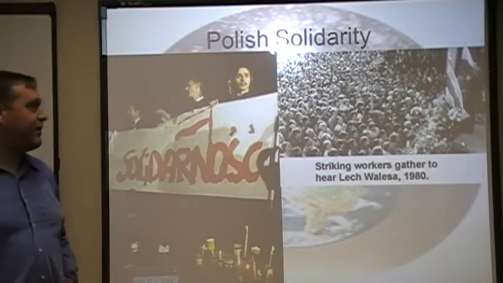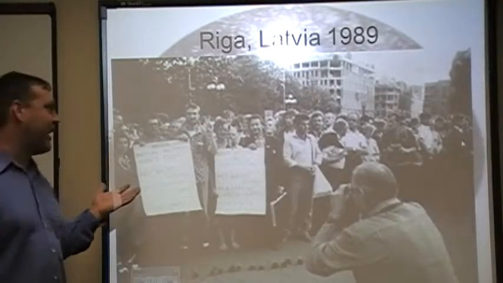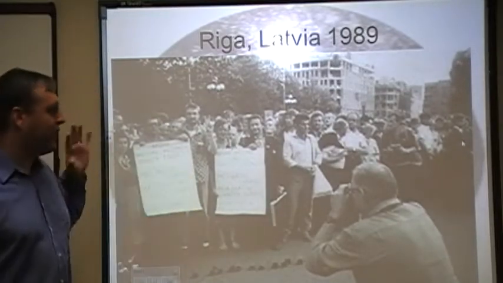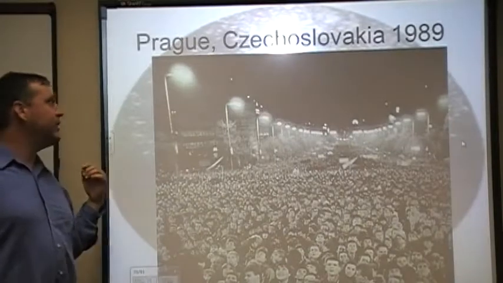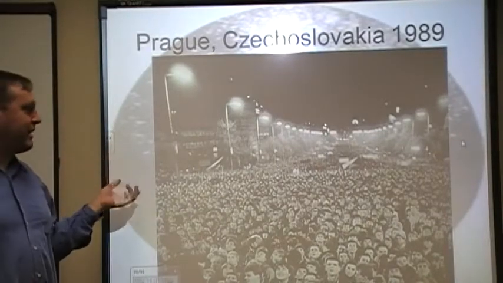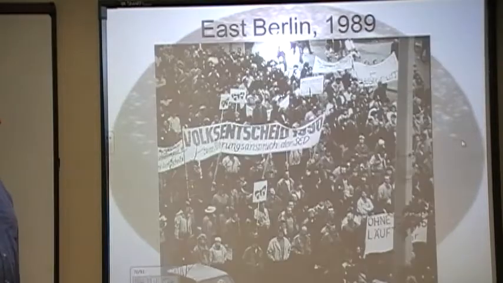Eventually in 1989, this is going to help topple Polish communism. This is Riga, Latvia, and the Baltic states, or actually Estonia is going to be the place where this starts, a tiny little Baltic state, then it's going to spread to all of Eastern Europe. This is what Prague looked like on the streets in 1989, where people are demanding an end to communism, and eventually it would fall apart.